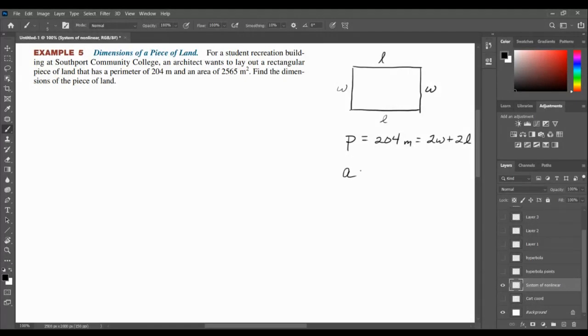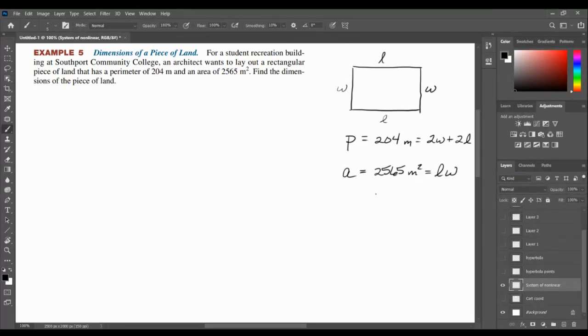The area, they tell me, is 2565 square meters. Well, area of a rectangle is just length times width. So now we have two equations with two unknowns. We have a system of equations. They're nonlinear though, because here we're multiplying length times width and here we're adding length and width.